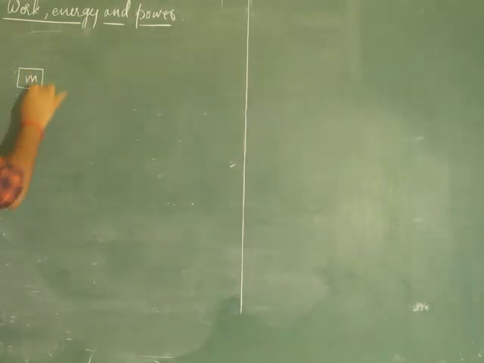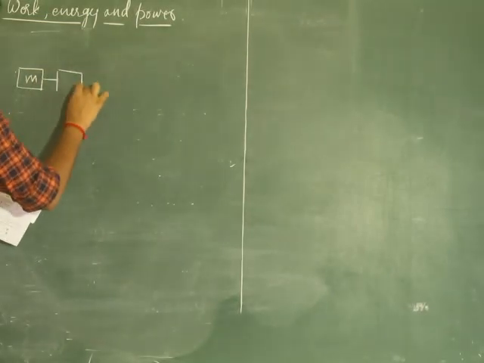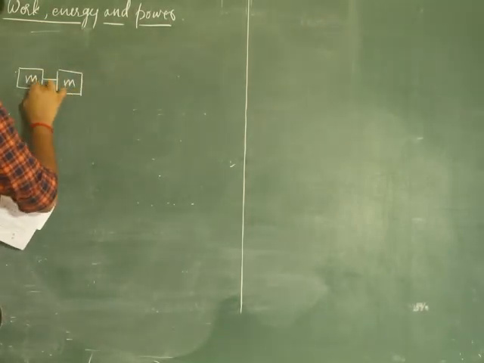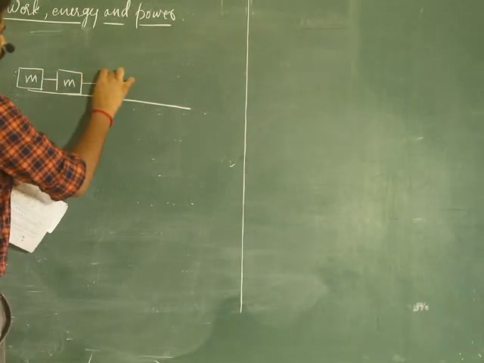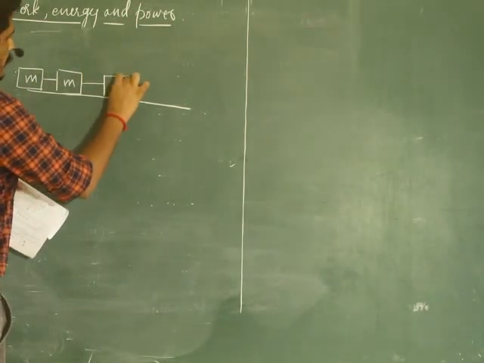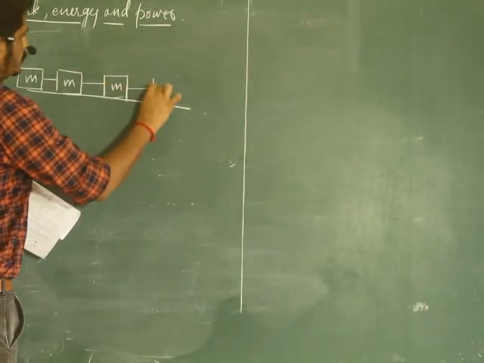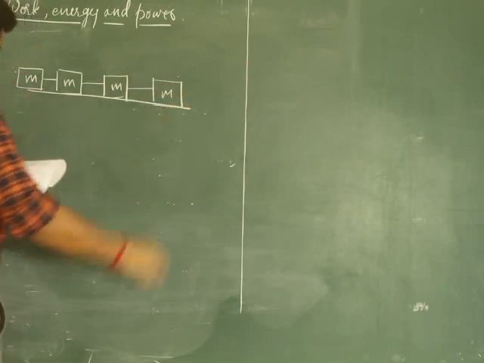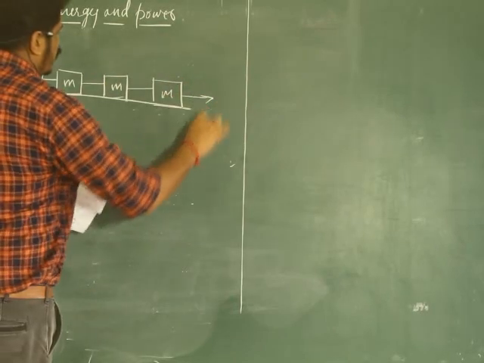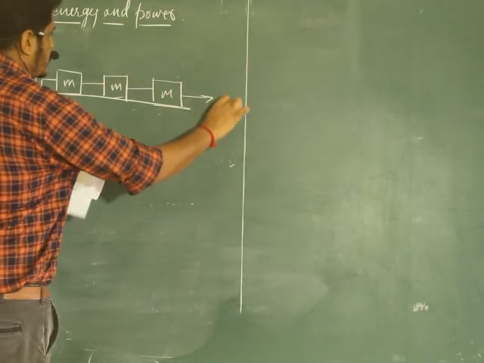This is M. Again, identical blocks these are. M, I'll just draw one horizontal. M. How many are there? 4. Perfect. Like this. So force which is applied is F.